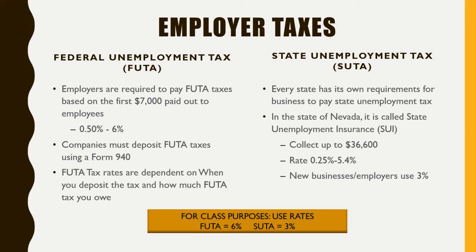But gradually, if you make your payments on time and so on, and the size of your company is not that big, you could definitely end up paying a lesser percentage later on. But as a new business, you are required to make payments at 3%. So there you have it. Federal is 6%, and then state is 3% of gross pay.